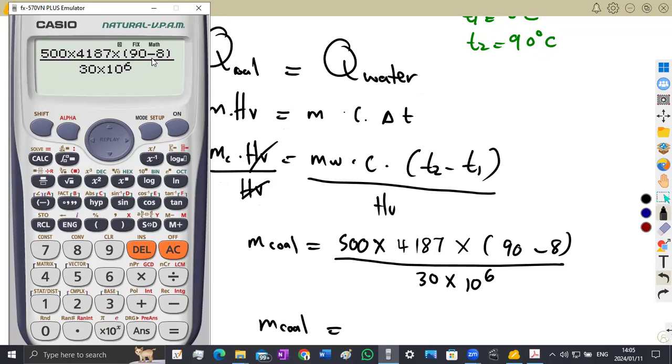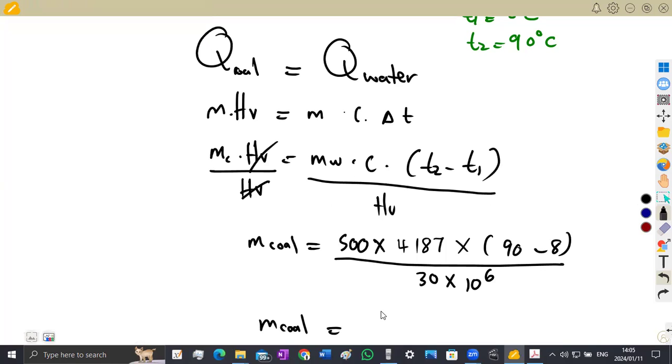All right, so my calculator is fixed to 3 decimal places, so it's going to round off to 3 decimal places like this. How do you do that? Shift, set up, you go to fix, and press 3, so it gives you the answer to 3 decimal places. So this is going to give us the mass of what? Of coal. All right, so that is 5.722 in kilograms. The mass is given in what? Kilograms.